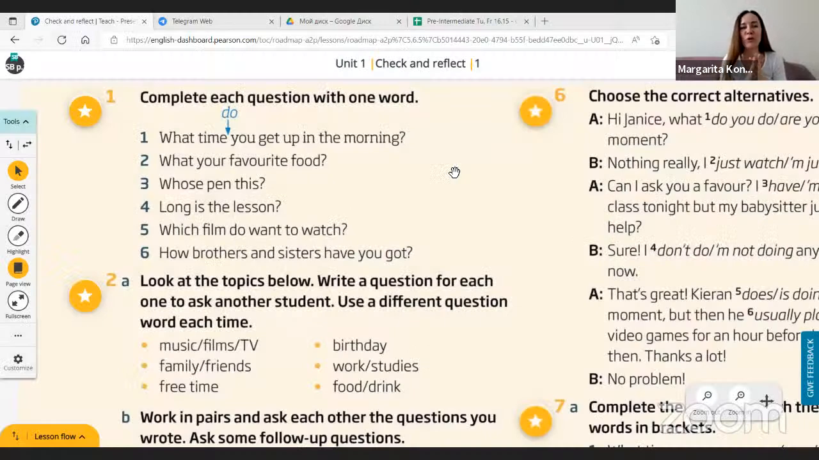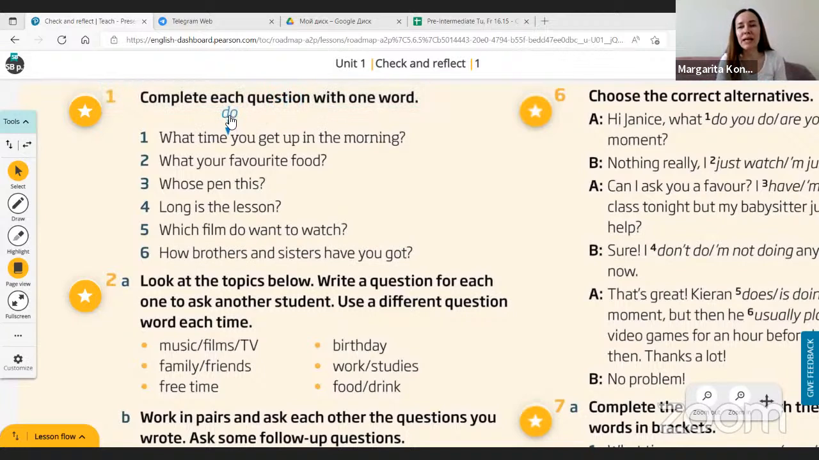Here it is. And we're going to start with the first part, first exercise. If you look here, we've got 6 questions, but every question has one word that is missing. We need to complete the questions to make them correct. For example, number 1 is, what time do you get up in the morning? So we need an auxiliary verb.